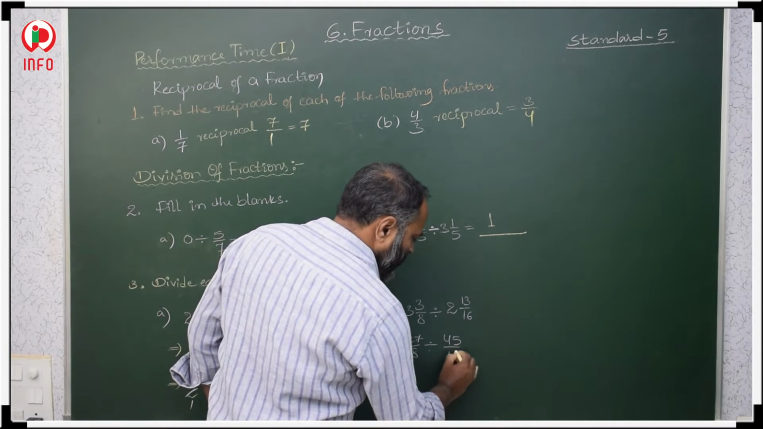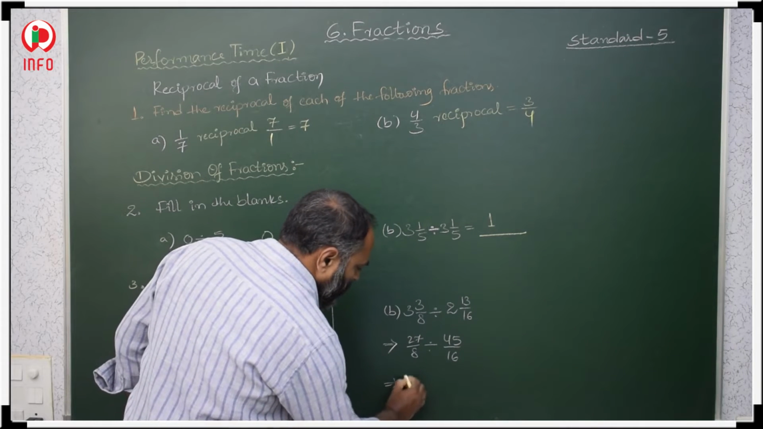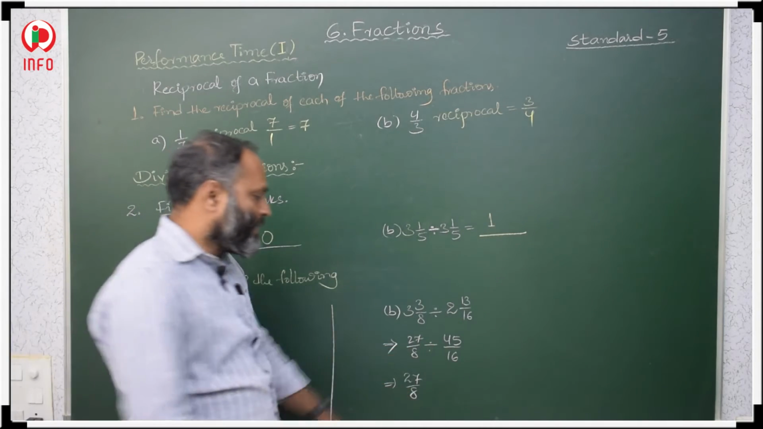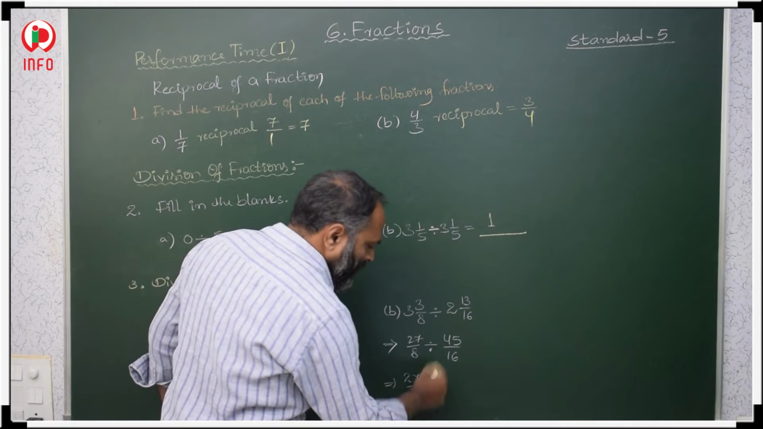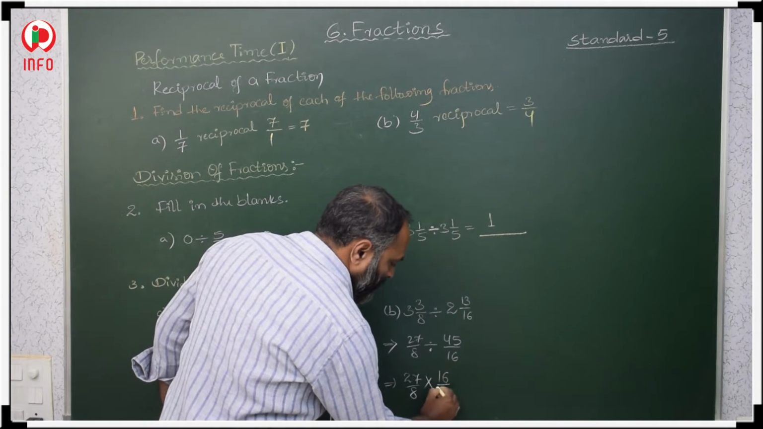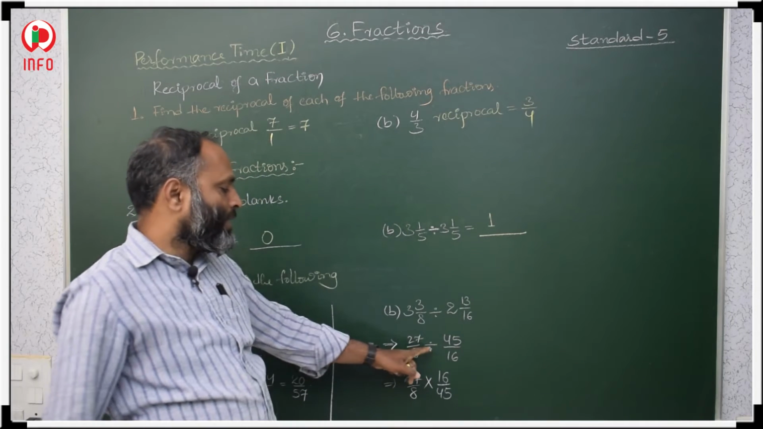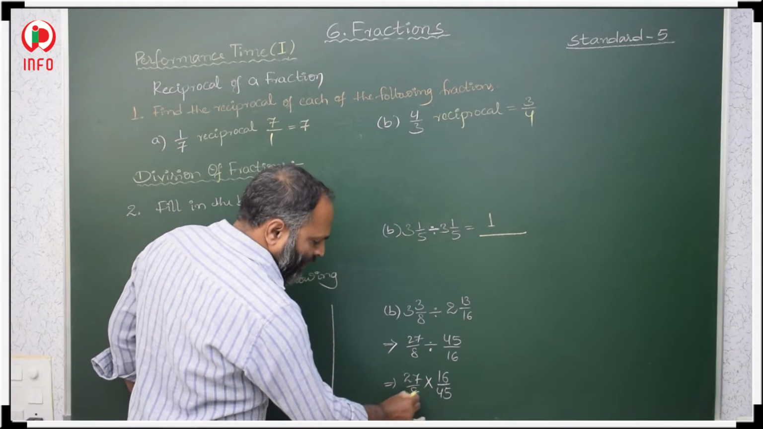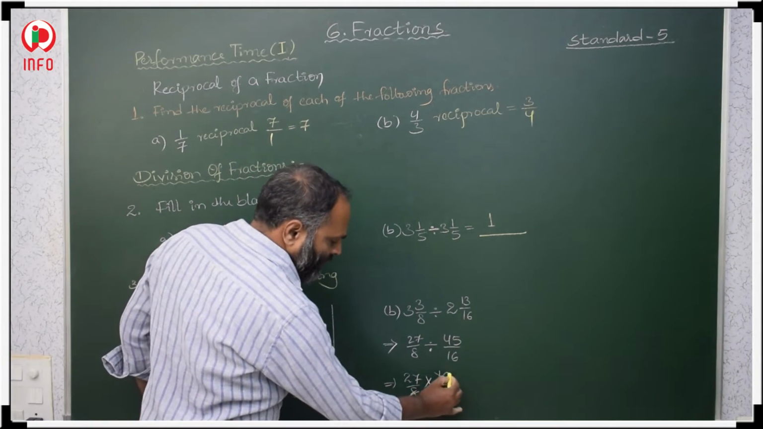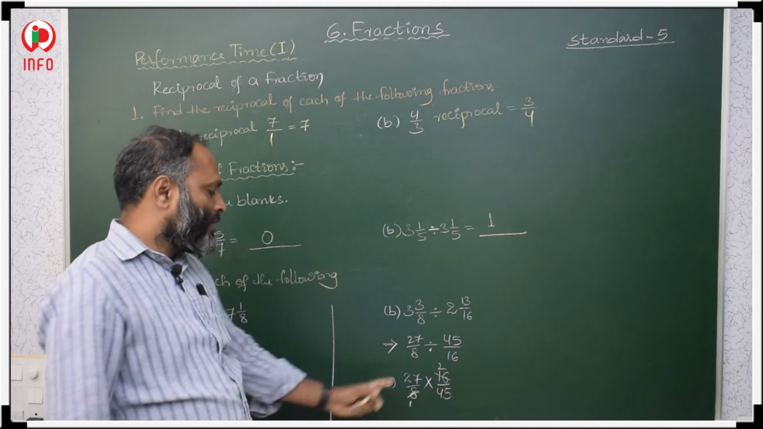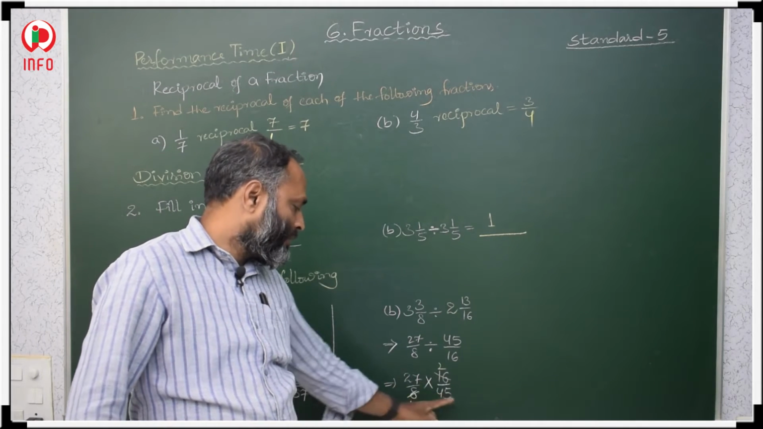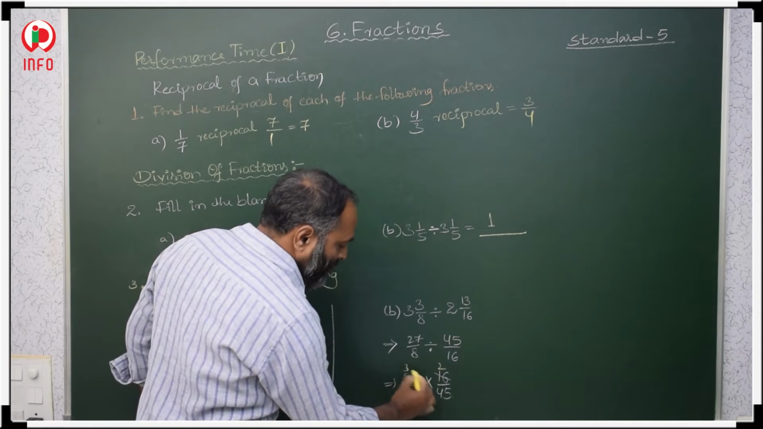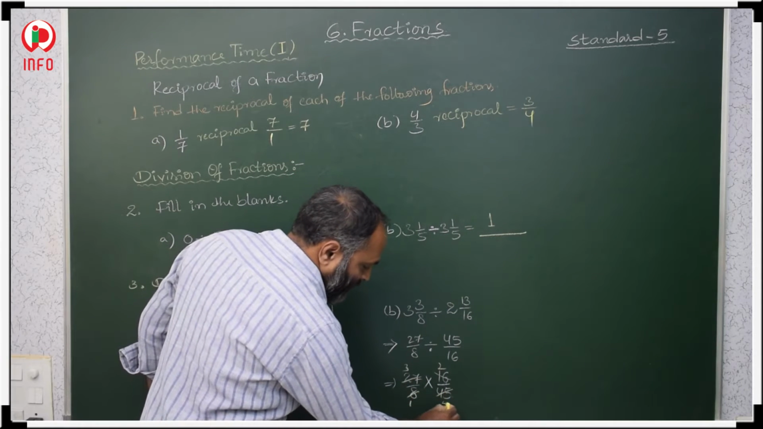45 by 16. Now 27 by 8, the first fraction we take as it is. This sign we change to multiplication, and after that we take the reciprocal, 16 by 45. Change multiplication sign and reciprocal after that. Now these two have common factor, 8 1s are 8, 8 2s are 16. These two have common factor, 9 3s are 27, 9 5s are 45.